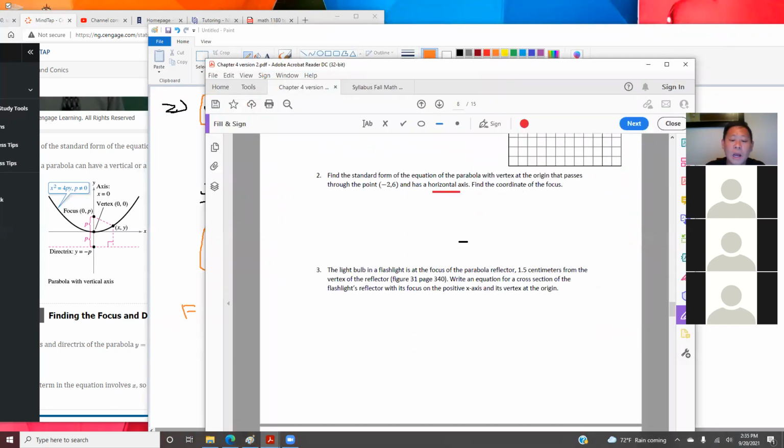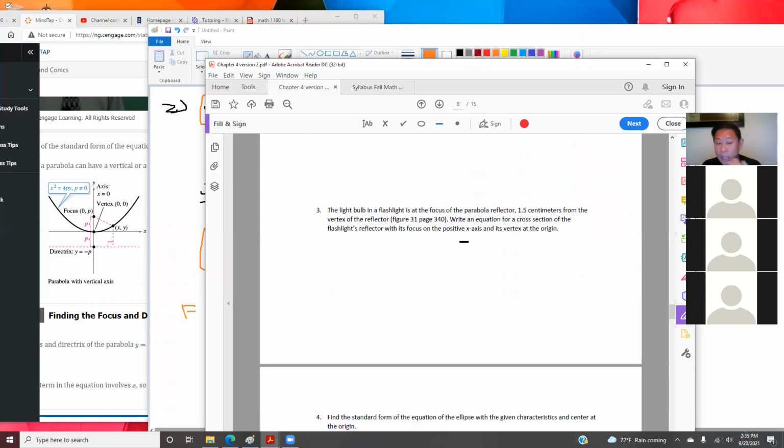All right. Question 3. The light bulb of a flashlight. So this is talking about the light bulb of a flashlight is at the focus point of a parabolic reflector, 1.5 centimeters from the vertex of the reflector. This is on page 340, figure 31. You need to write an equation for this flashlight reflector, where it's focused on the positive x-axis and the vertex is at the origin.